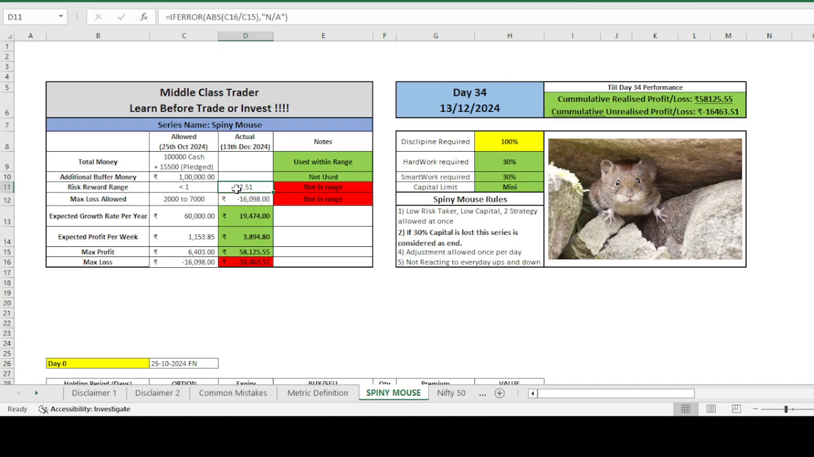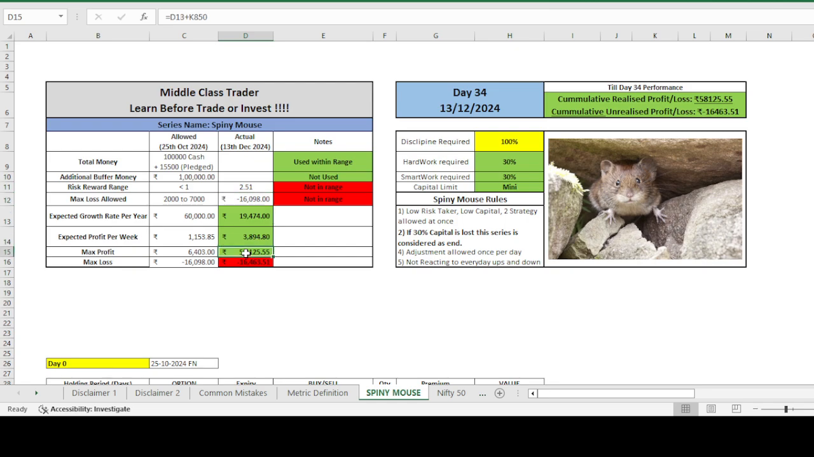It's only for the upcoming December month position, but for the other month I have the counter position. So if anything goes wrong, I can manage that. So that's the reason risk reward and maximum loss are showing more.